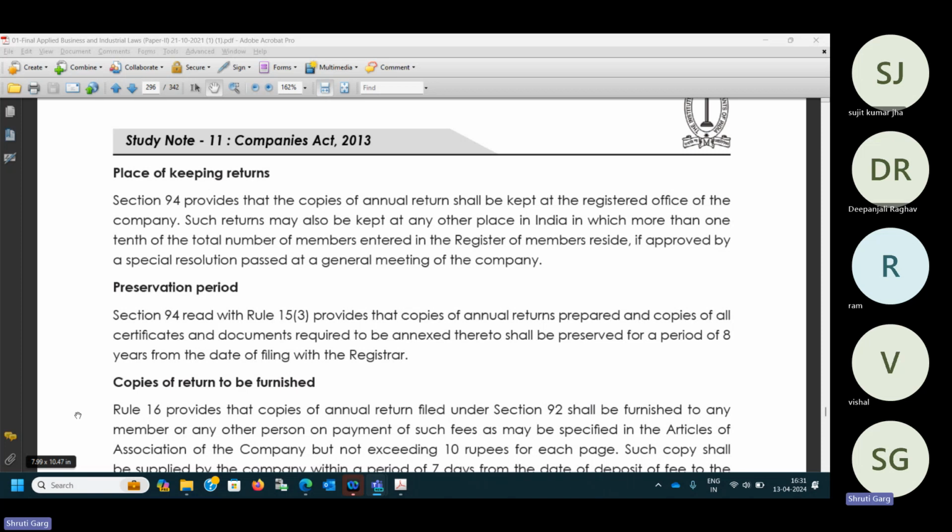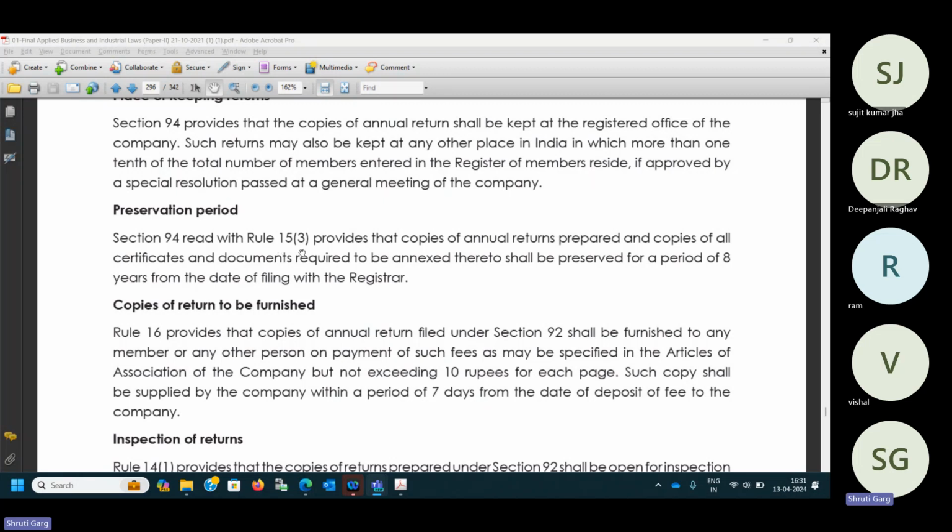after passing the special resolution at the annual general meeting of the company, if it is kept at the registered office of the company, then there is no need to file a special resolution at the annual general meeting of the company. Clear? But if it is kept at any other place in which the total number of shareholders reside, then the company will pass the special resolution at the annual general meeting of the company. Clear? Preservation period. This is very important.